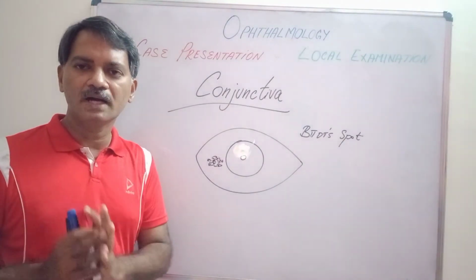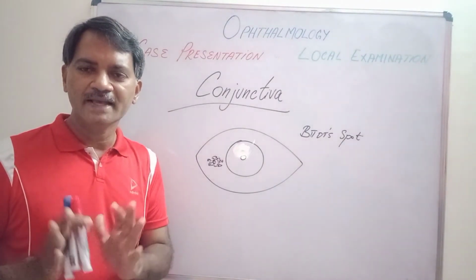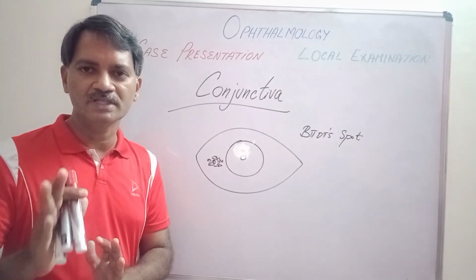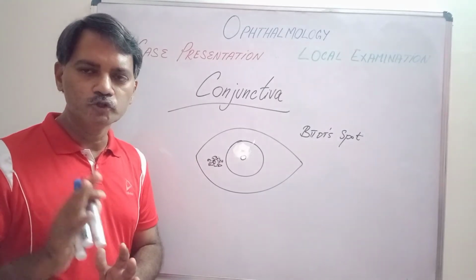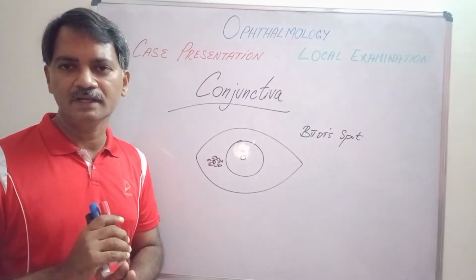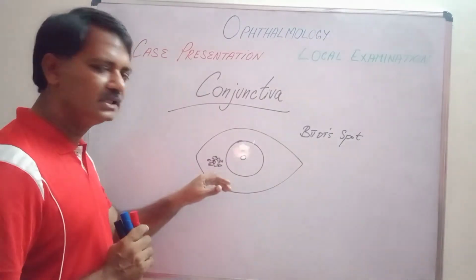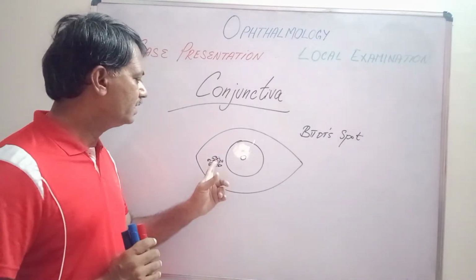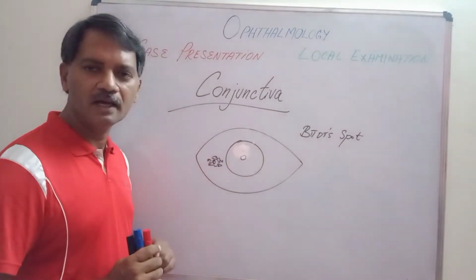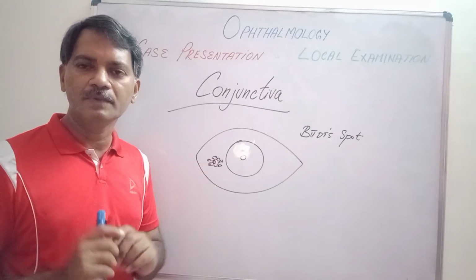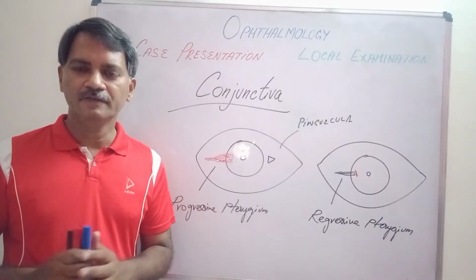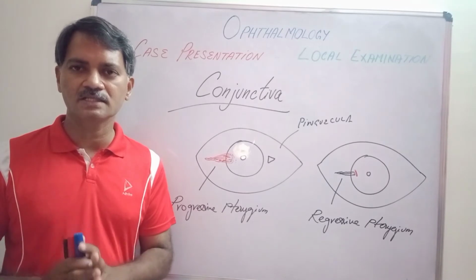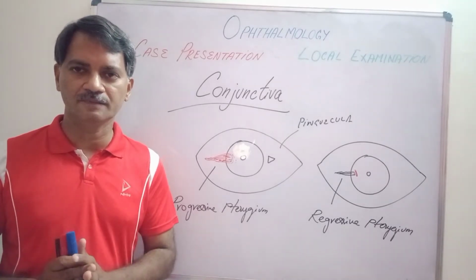Bitot spots are a very common exam case that is kept for your university exams, and you should be able to identify it. It will appear frothy or foamy, whitish in color on either side of the cornea in the interpalpebral fissure area. Next, we are going to see a spectrum of conjunctival diseases caused by the same etiology.